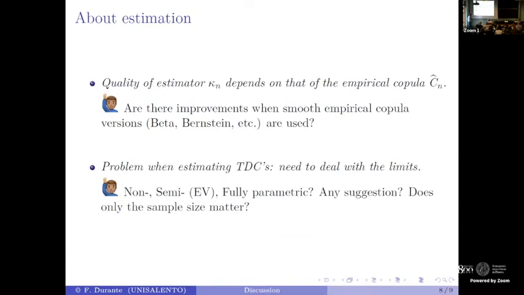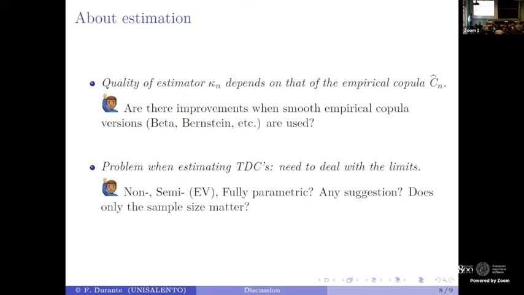Finally, a couple of comments about estimation. The first one is this. It was written on the slide that basically the quality of the estimator of the association measure depends on the quality of the performance of the empirical copula process. Now, there have been various smooth versions of this empirical copula process that go under different names: beta copula, Bernstein copula, checkerboard copulas, and so on. The question is whether in the estimation of Kn they really provide some improvements. But as far as I know, it's not so obvious at the moment.